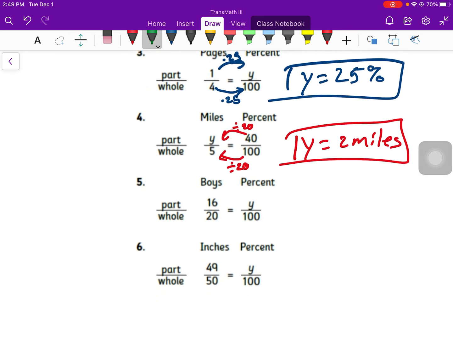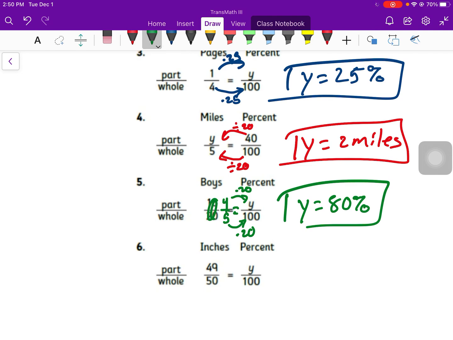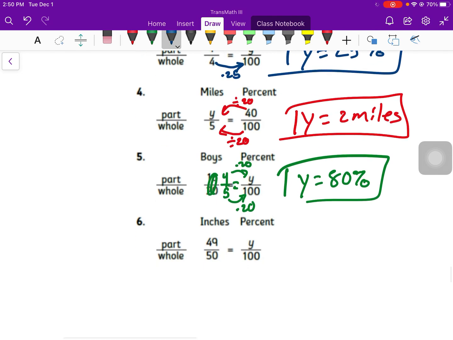Number 5, I'm going to use that trick this time. I'm going to simplify this fraction. 16 over 20, if I divide both of those by 4, that gives me 4 over 5 equals y over 100. You didn't have to do that if you didn't want to. I'm going to multiply by 20, multiply by 20 to get y is equal to 80%. And then number 6, I'm going to multiply by 2, multiply by 2 to get y is equal to 98%.